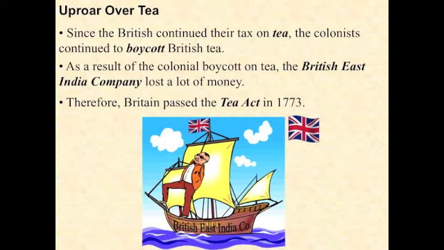The colonists decide to do the one thing that's kind of worked throughout all of the acts that place taxes on them. And what are they going to do? They're going to boycott the British tea. Now, as a result, of course, the companies are going to be losing a lot of money. So in 1773, the British passed the Tea Act.